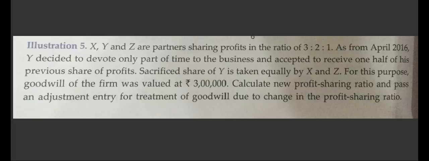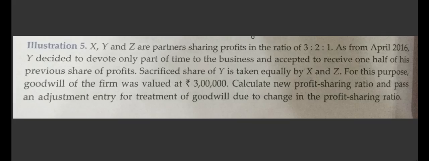The sacrificed share of Y is taken equally by X and Z. Whatever the sacrifice by Y, that share will be taken up by X and Z in the equal ratio, 1:1. For this purpose, the goodwill of the firm is valued at 3 lakh. Calculate the new profit sharing ratio and pass an adjustment entry for treatment of goodwill due to change in profit sharing ratio. Now this is a little bit of a different question.